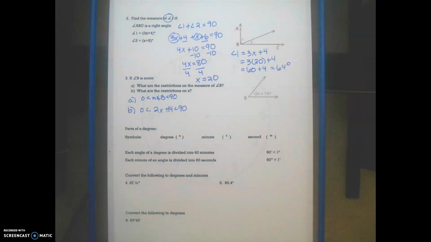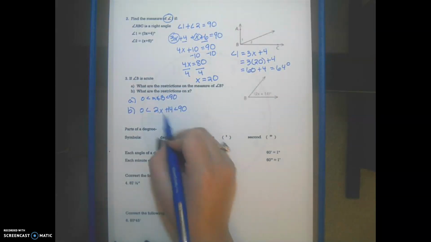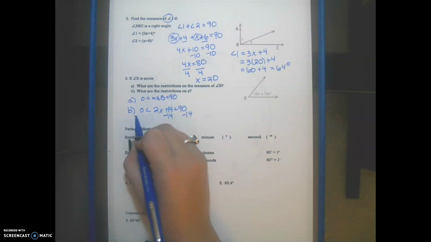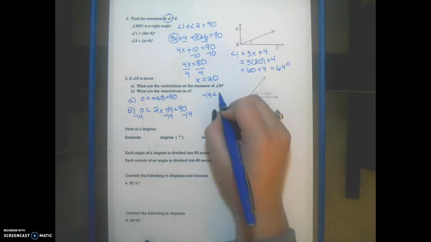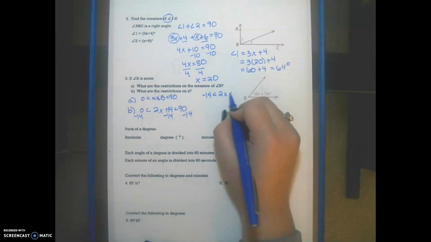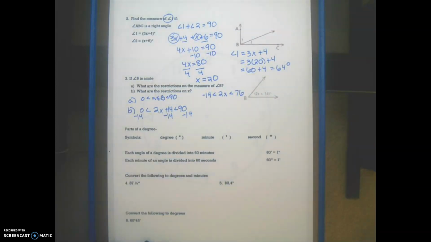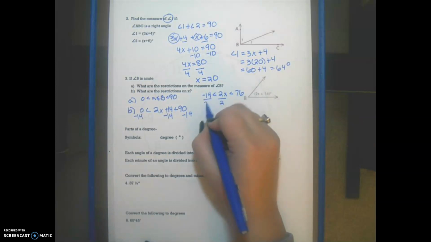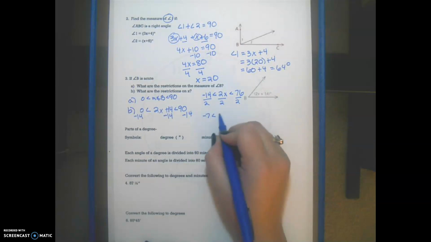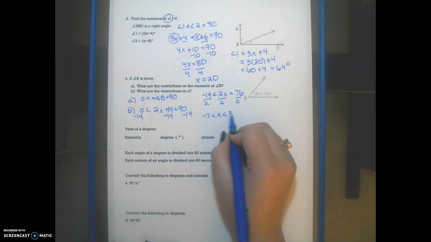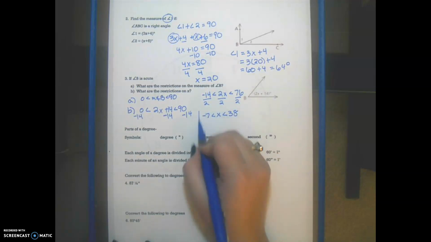Now, I want to get this inequality just in terms of x. So I need to solve this inequality. So the first thing I need to do is get rid of this 14, and I have to subtract it from both sides of the inequality. So I'm going to get that negative 14 is less than 2x, which is less than 76. And then my last step is going to be to divide by 2 on both sides, and I get that negative 7 is less than x, and x is less than 38. So those are my restrictions on x.